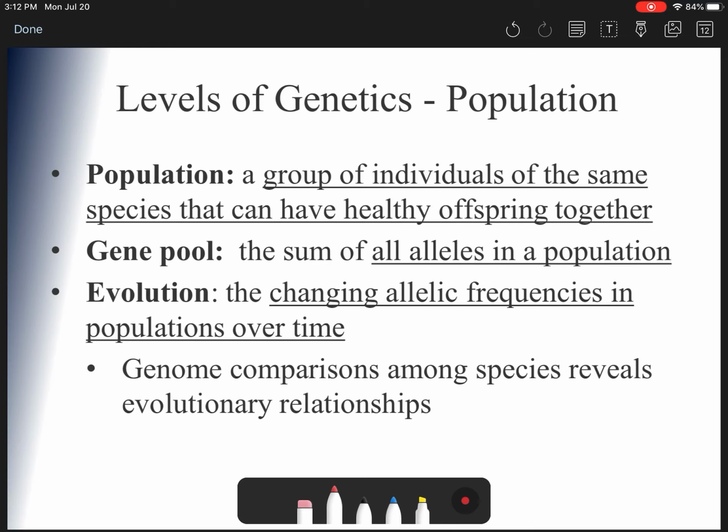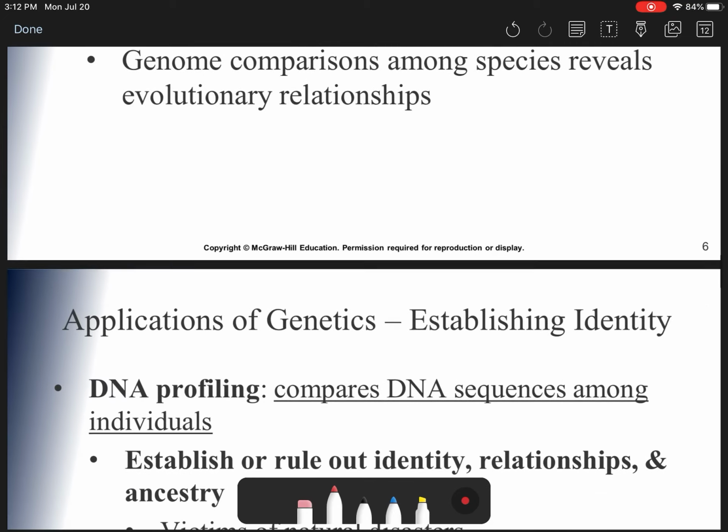Evolution, when we look at that in terms of genetics, we're looking at changing allele frequencies in populations over time. So how do these different allele frequencies change within a population over time? And then we can start doing genome comparisons among species to show evolutionary relationships among them.